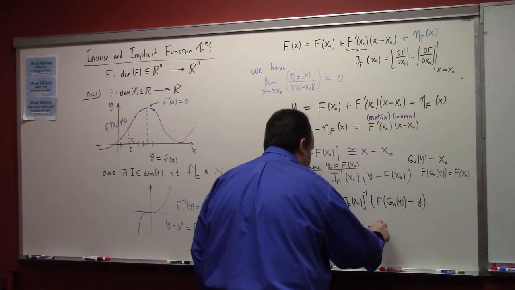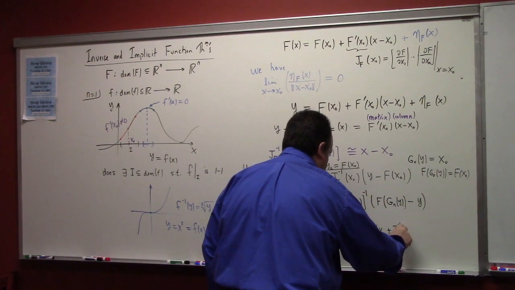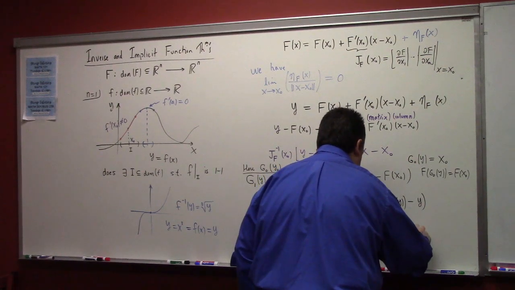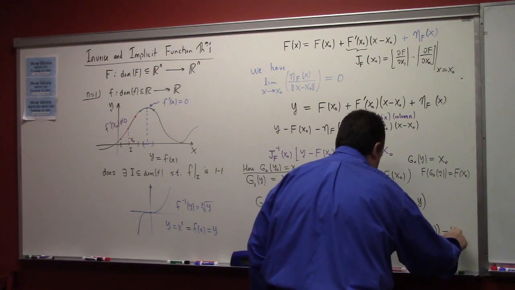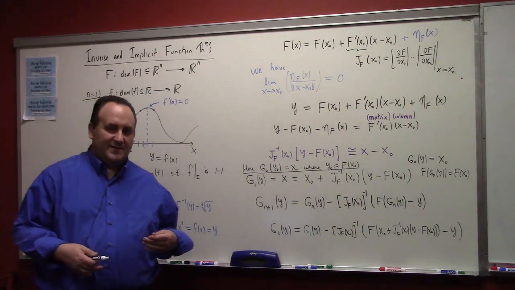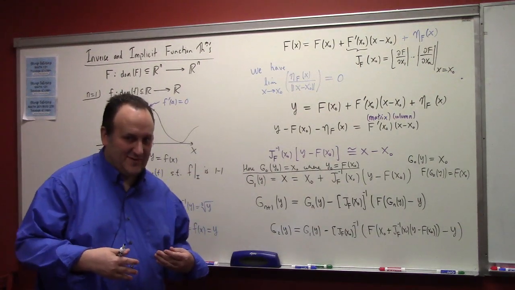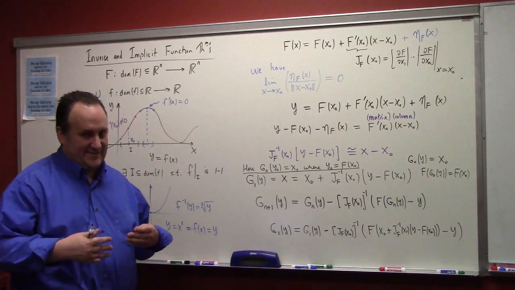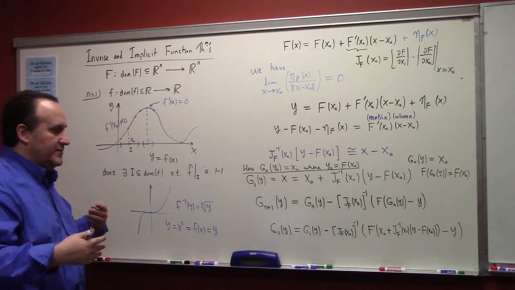Of g1 of y, which was x naught plus the Jacobian of f inverse of x naught times y minus f of x naught, that minus y. So actually carrying out this iteration is a fantastically technical iteration to carry out for a given example. It is an onerous calculation, it is nasty. So this is primarily, for me, of theoretical use.